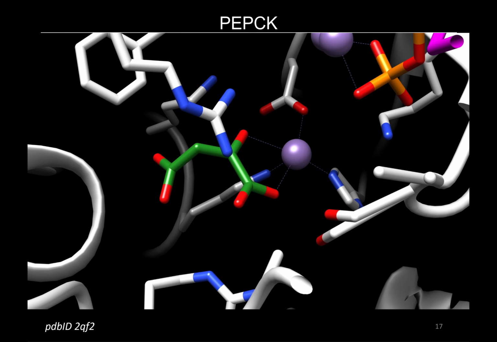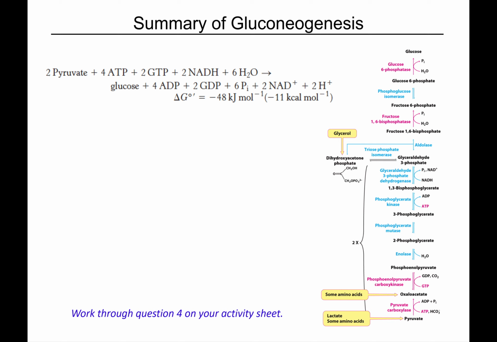So once this gets decarboxylated, we move the electrons, we break this bond, we form a double bond here, and that negative charge gets stabilized based on the positioning of that magnesium. And this spot right here is where the gamma phosphate of GTP would be. Okay, so the enzyme is structured in a way that it can very much stabilize that high energy transition state. And that brings us to the end of gluconeogenesis.